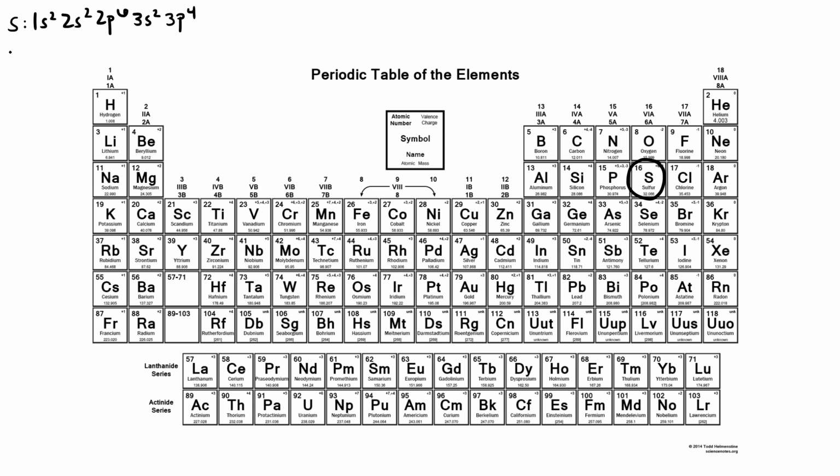For the shorthand version, we're going to start at the noble gas that comes prior to the element that we're labeling. So if we're labeling sulfur, we're going to be starting at neon, and we're going to put neon in brackets to indicate that this is our starting point. After neon, we have the 3s2 electrons and the 3p4 electrons that we have to include, and that's going to be the shorthand noble gas electron configuration for sulfur.